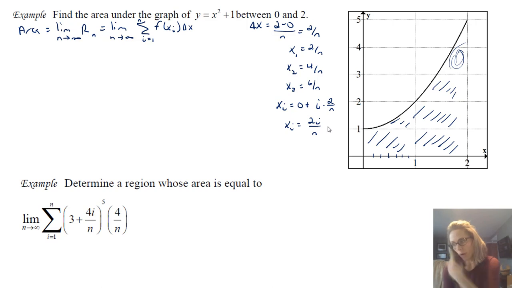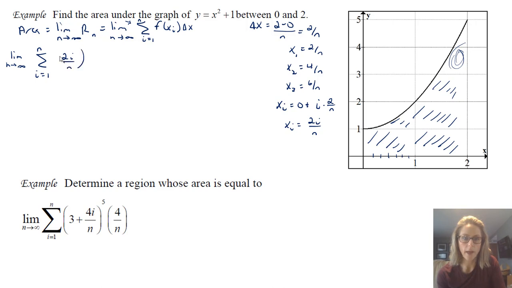Okay, now over here on the other side, because of what I wrote here, that tells me that the limit as n goes to infinity, so what I'm doing is I'm going to add up an infinite number of these rectangles. I have i equals 1 to n. Now f of x sub i is just take my x sub i, 2i over n, and then square it. Because, I mean, that's what x is. That's right here.